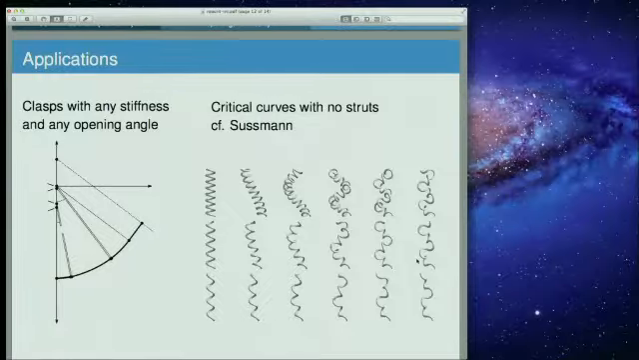We can list the whole family, a two-dimensional family of critical curves with no struts, where they're entirely kinked. And that's a family that's been described in a different context by Hector Sussman.